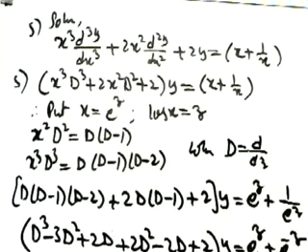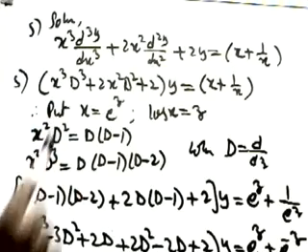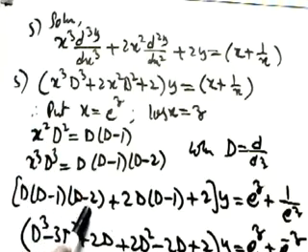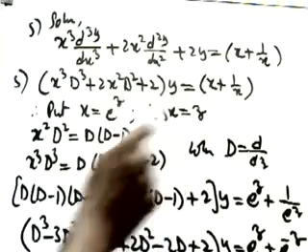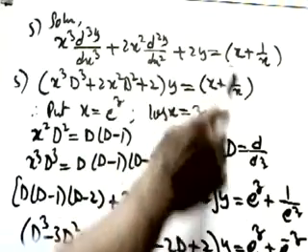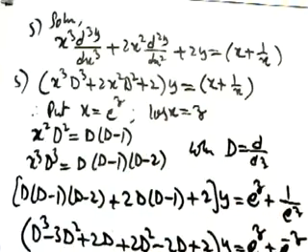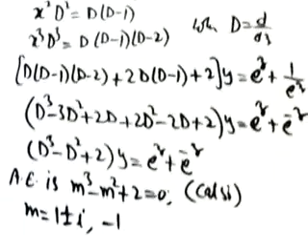Let me write this also, where d equals d by dz. Now the question will change. This x cube d cube will become d into d minus 1 into d minus 2, plus 2 into x square d square, plus 2, into y equals x here. So the value of x is e power z, plus 1 by x means 1 by e power z.